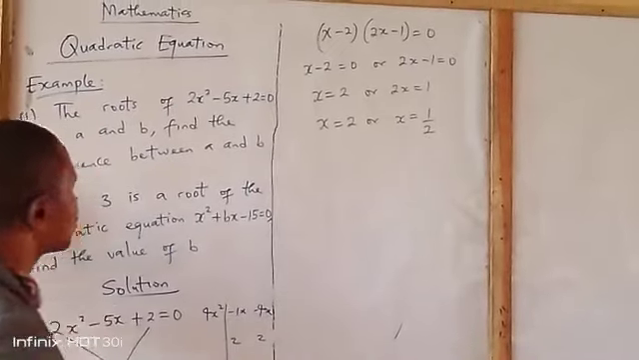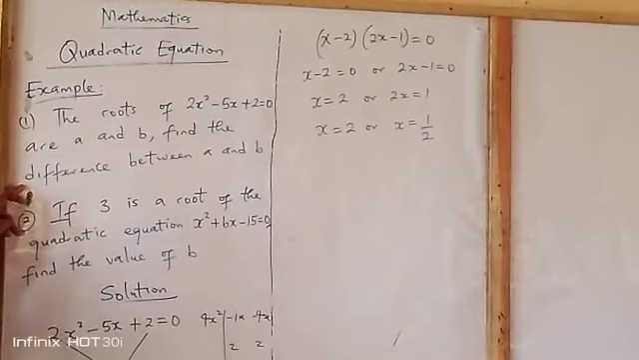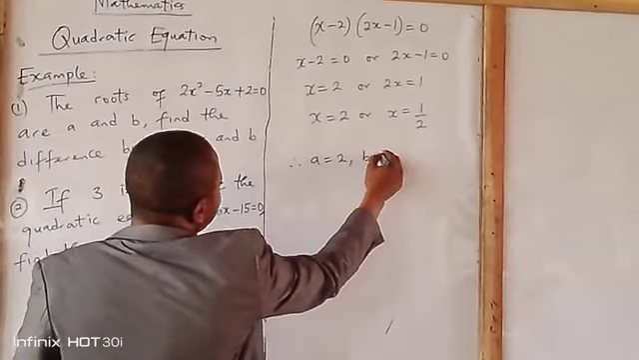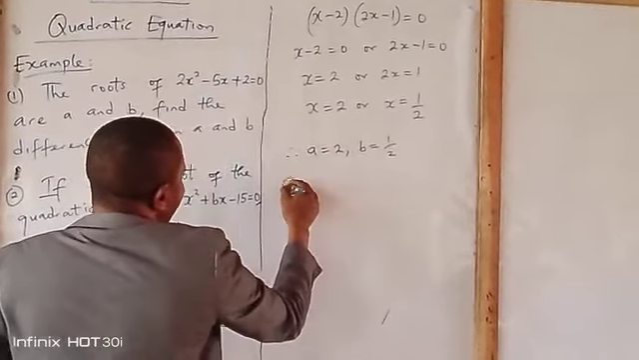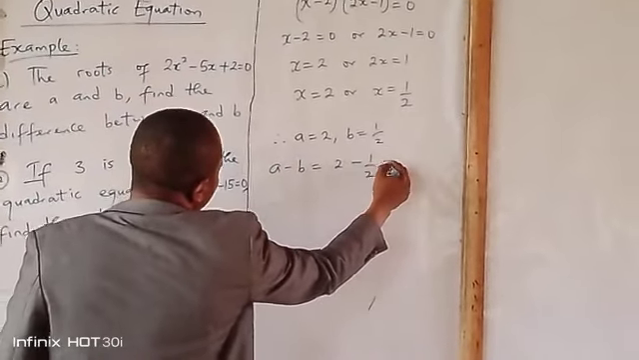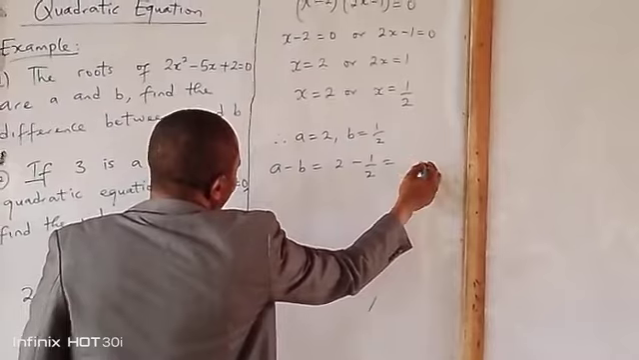And the question asks us to find the difference. So let's assume that A is equal to 2 and B is equal to 1 over 2. So that means the difference will be A minus B. You are going to have 2 minus 1 over 2, and this will give you 1 and a half.